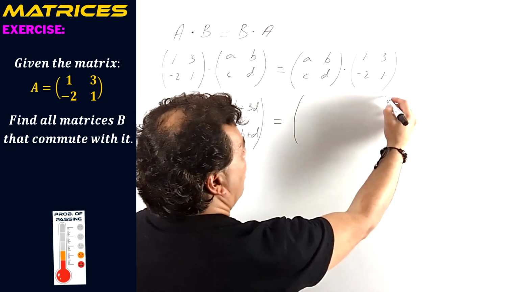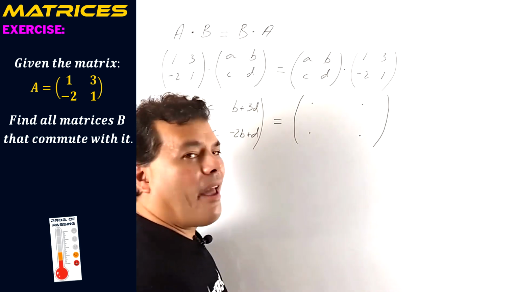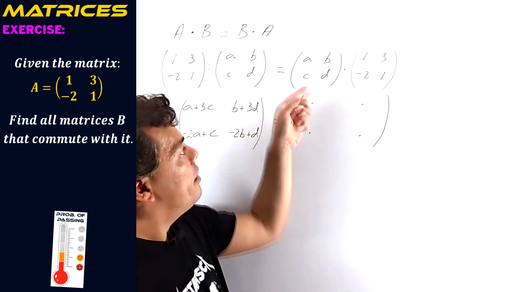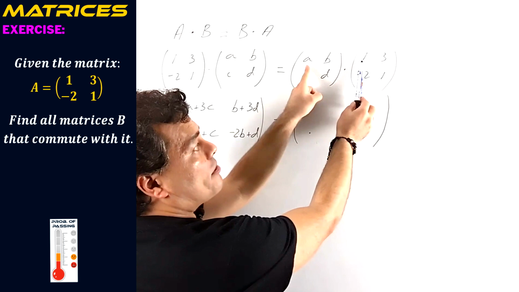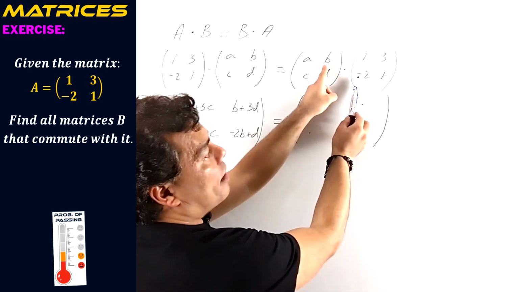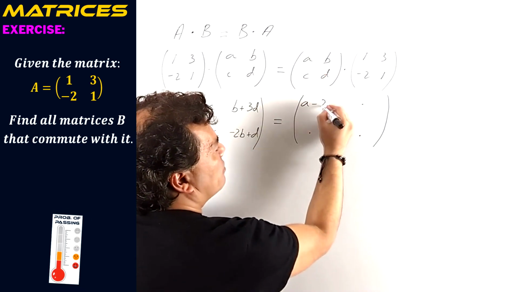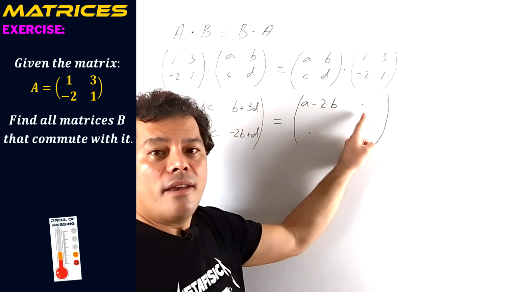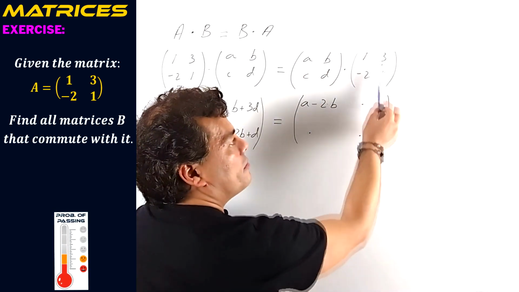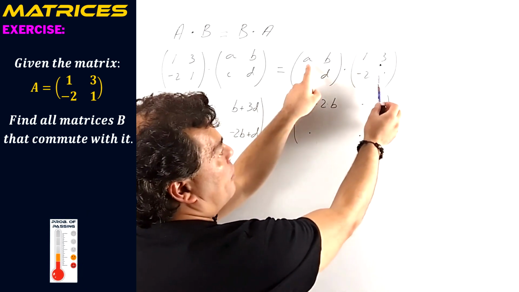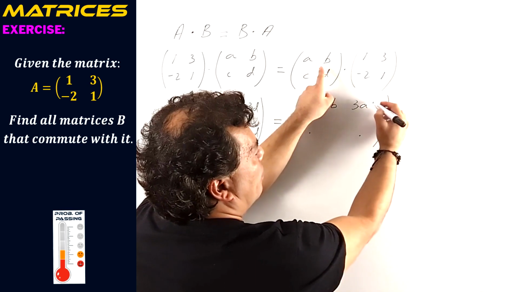We will also have a square matrix of order 2 with 4 positions. And position number 1, row 1 of the first matrix and column 1 of the second matrix. a times 1, a. b times negative 2, negative 2b. a minus 2b. Second position, row 1 of the first matrix, column 2 of the second matrix. 3 times a, 3a, plus b, plus b.